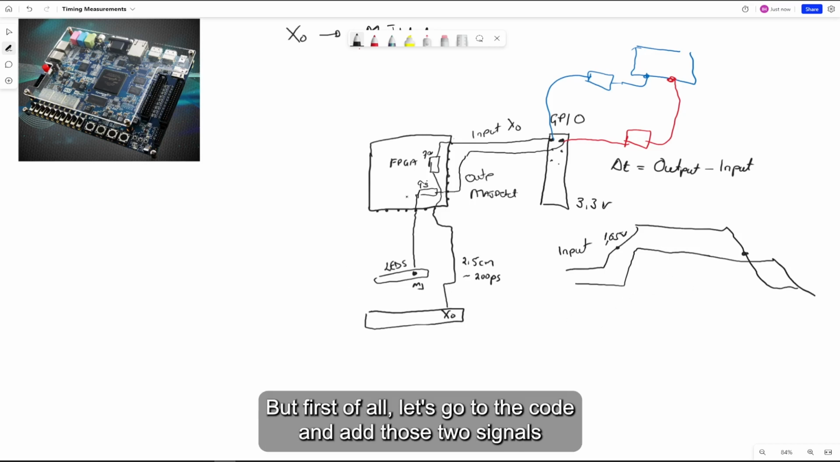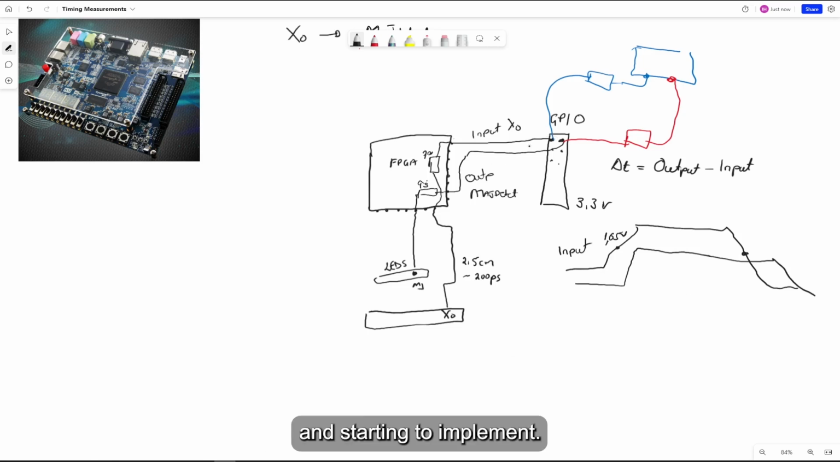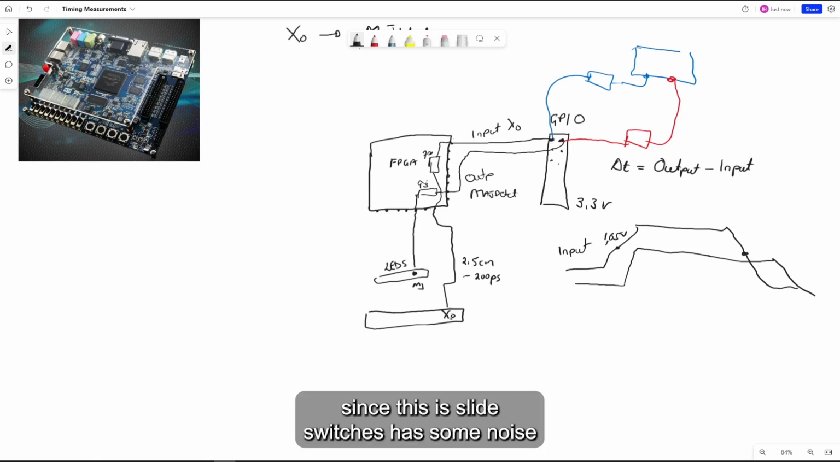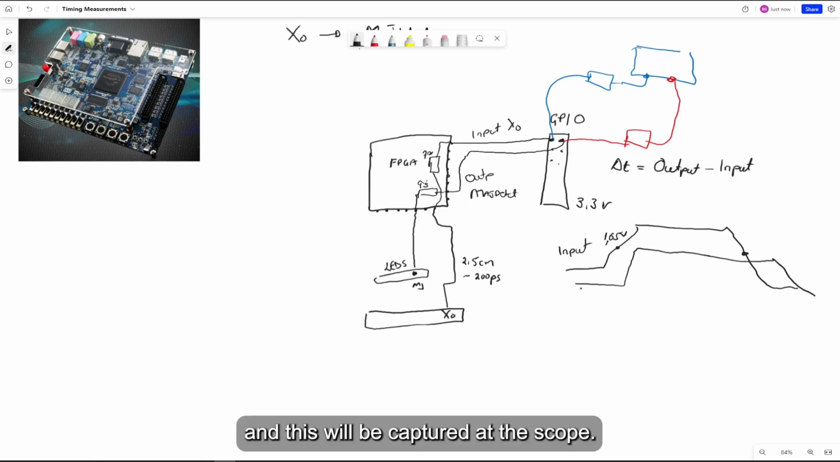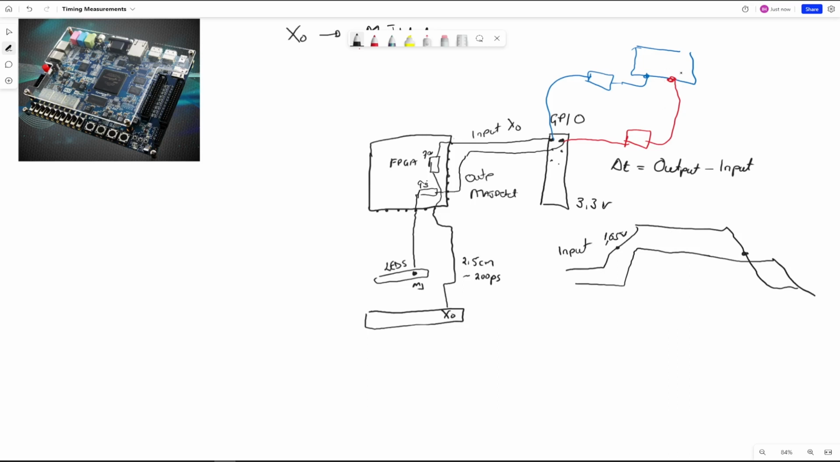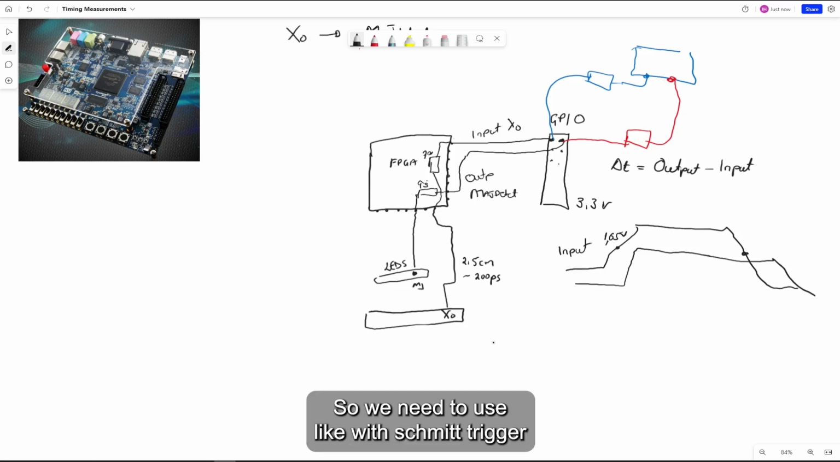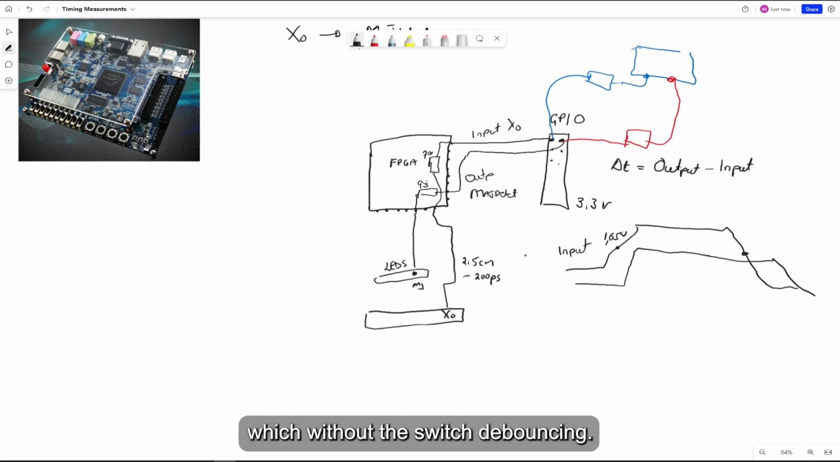But first of all, let's go to the code, add those two signals, and start implementing. One thing I need to mention: we will not use the same slide switch, since this slide switch has some noise, and this will be captured by the scope. So we need to use a Schmitt trigger, which we have in the debounce. So let's code this in the next video.